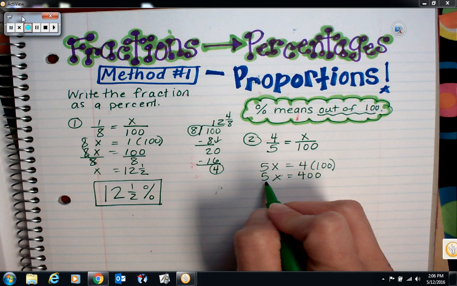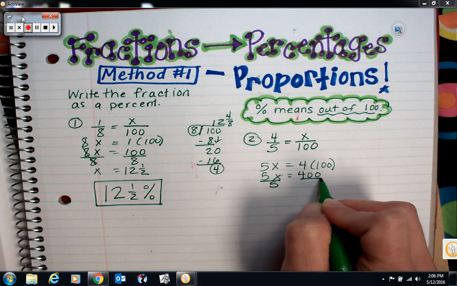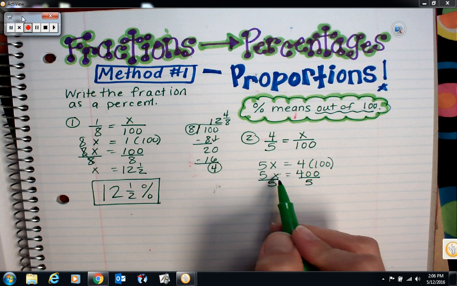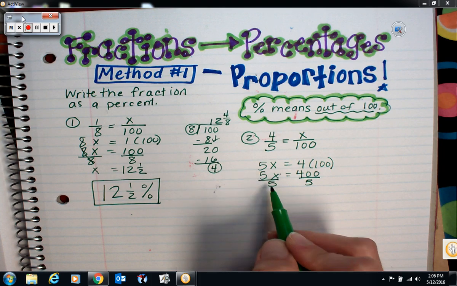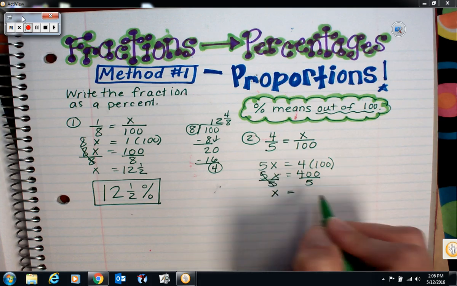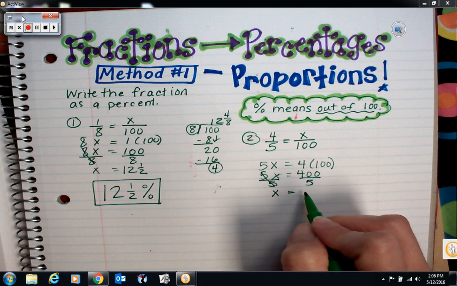If I do something to one side, I'm going to do it to the other side. It works like a balance scale. Also, I know my goal here is to get x, my variable, all by itself. So the inverse of multiplying by 5 is dividing by 5. 5 divided by 5 is 1, and 1 times x is x. And then 400 divided by 5 is 80.